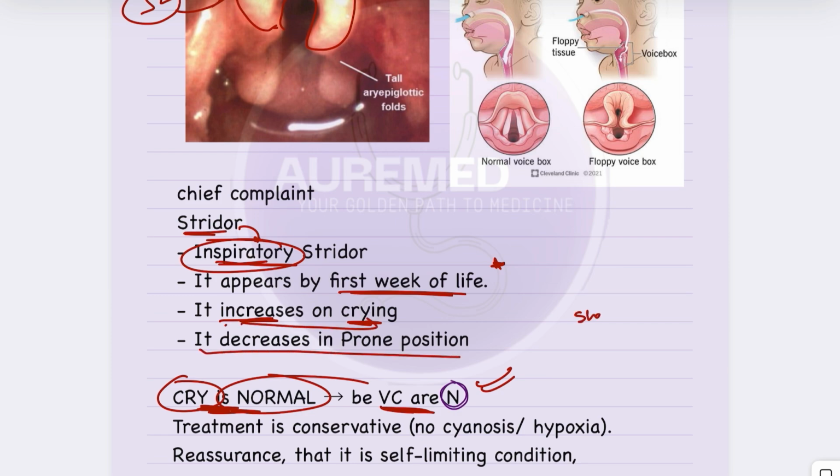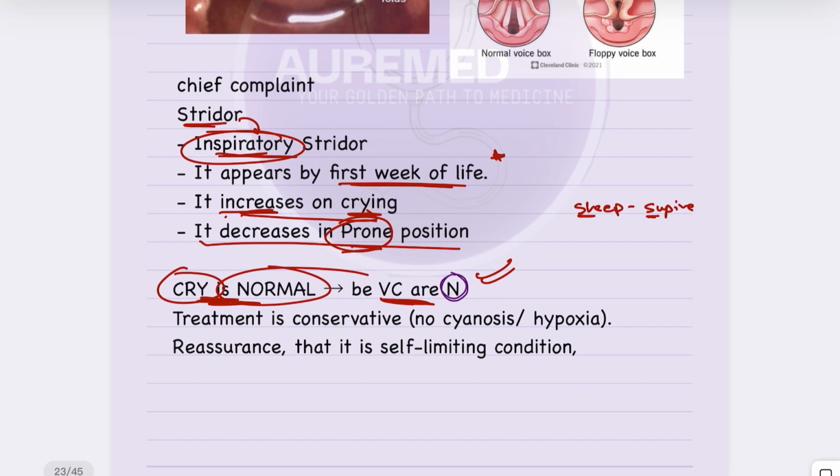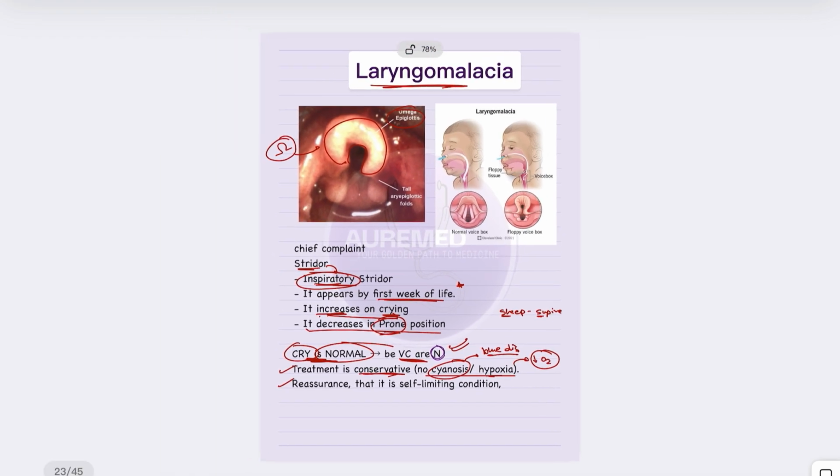S for sleep, S for supine. And when you sleep on your stomach, it is called prone position. So this stridor will decrease when the baby is sleeping on the stomach. What is the treatment? This is basically conservative treatment. If there is no cyanosis or hypoxia, cyanosis is like bluish discoloration of the extremities and hypoxia is low oxygen supply, you can just reassure the mother that everything will be fine and it will resolve on its own. Just help with the conservative management.